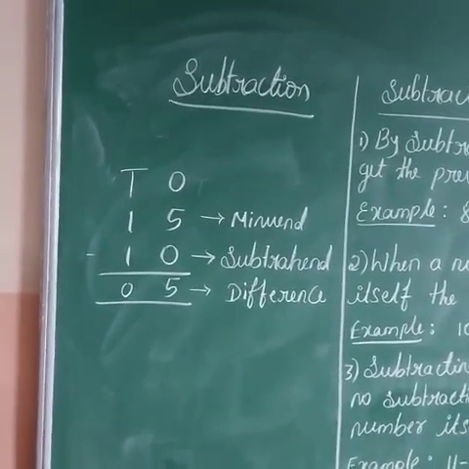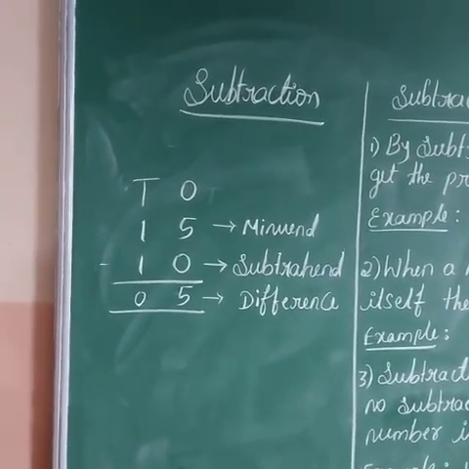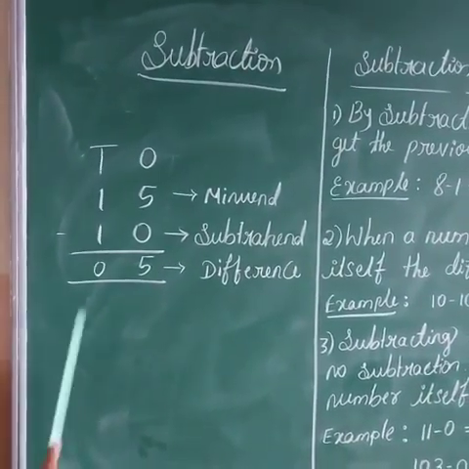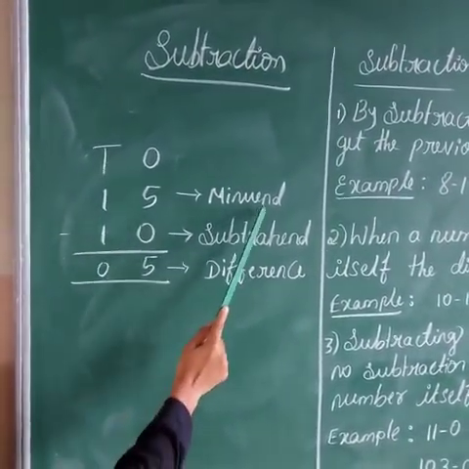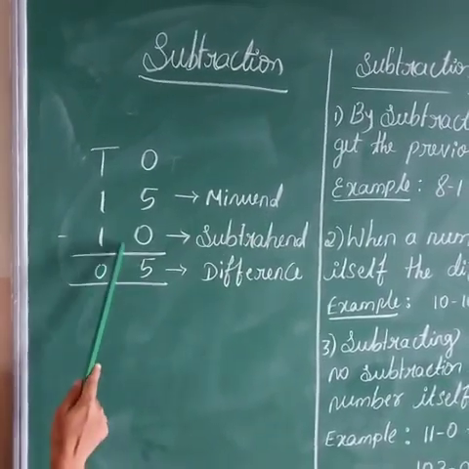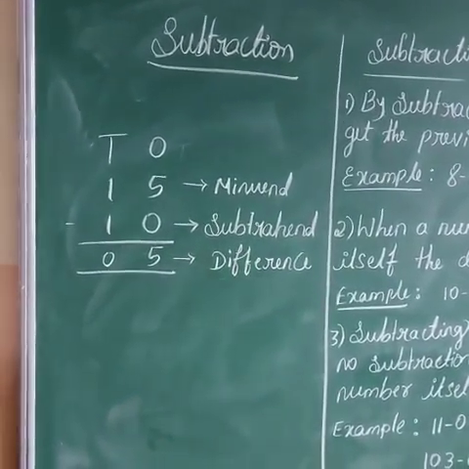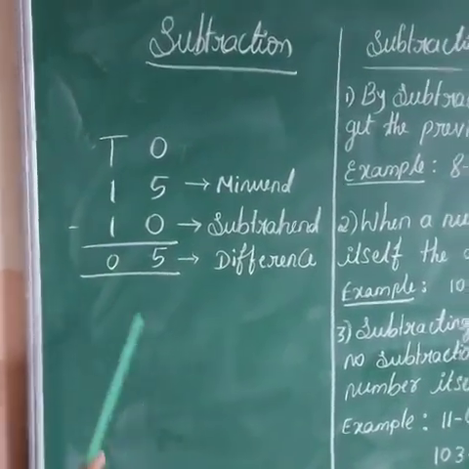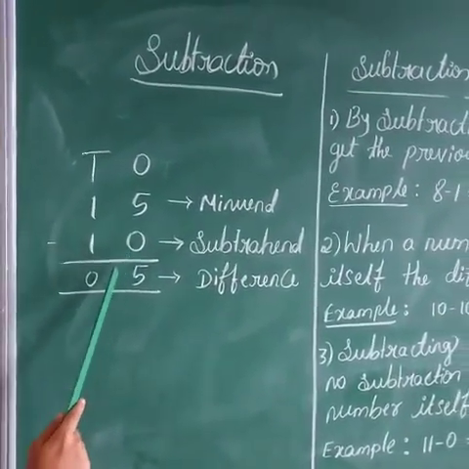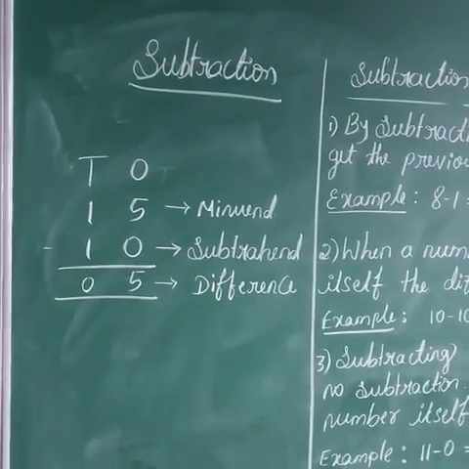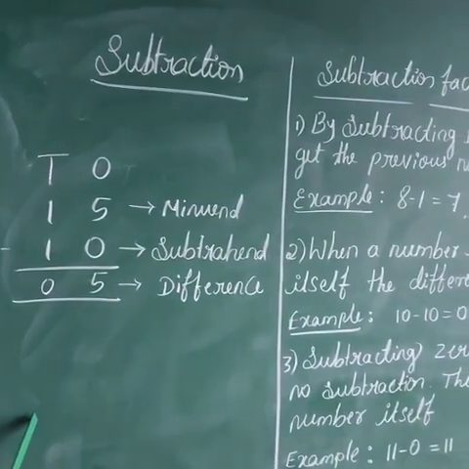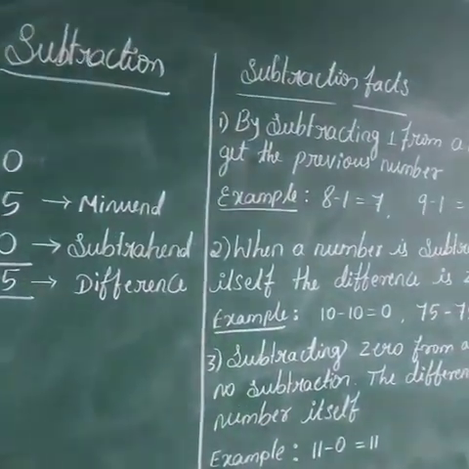So students, now let us learn the terms involved in subtraction. In subtraction, the bigger number is called the minuend and the smaller number is called the subtrahend, and the answer of that subtraction is called the difference. Now let us learn the facts of subtraction.